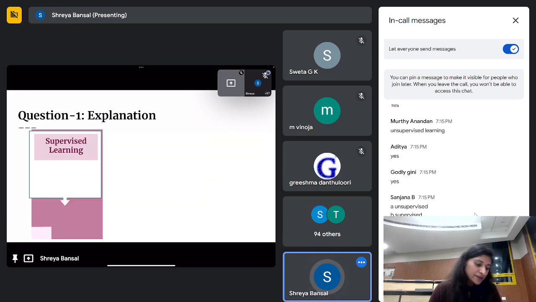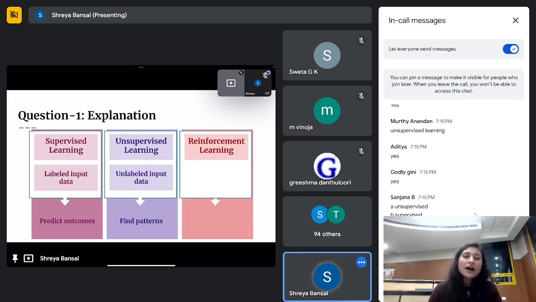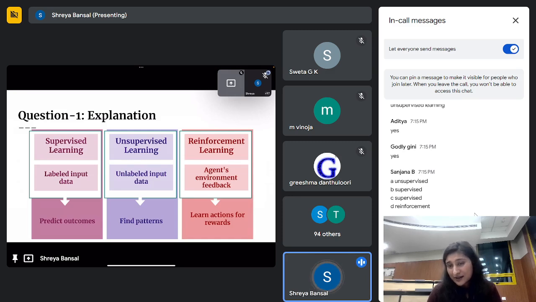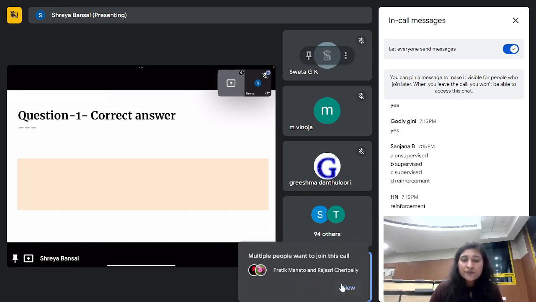So basically, the explanation lies here. Supervised has labeled data, unsupervised has unlabeled data, and reinforcement learning has environment feedback. Correct. Sanjana, reinforcement. Priyanshi, very good. Reinforcement learning.